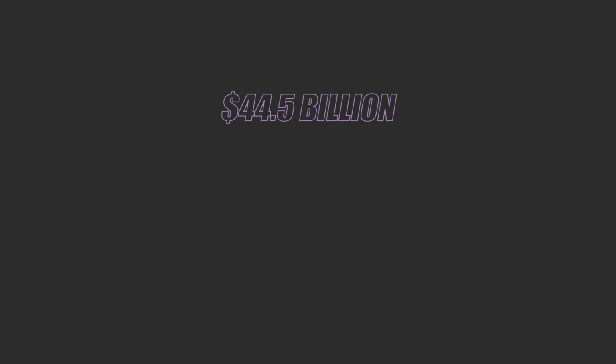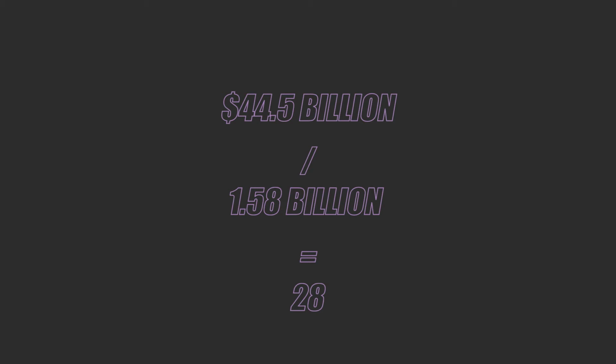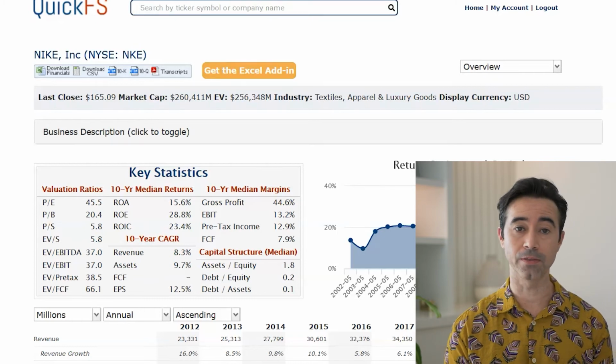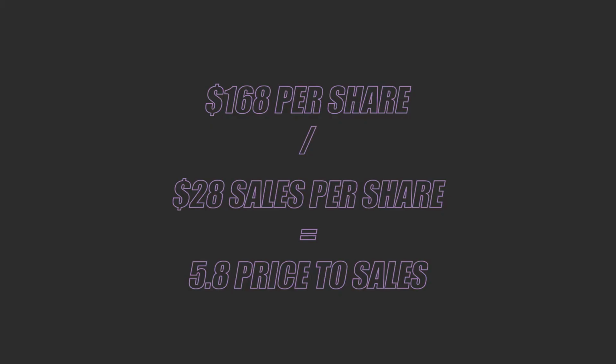44,538 million. So that's our number. We're going to divide that by the total shares outstanding of 1.58 billion. And we get sales per share, or revenue per share, of about 28. Again, we're going to just get the price of Nike, $165. We're going to divide that by the sales per share, and it's going to give us a price to sales of around 5.8.